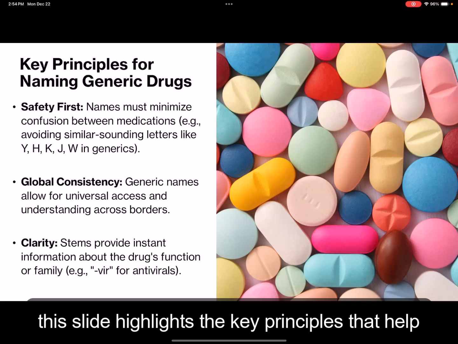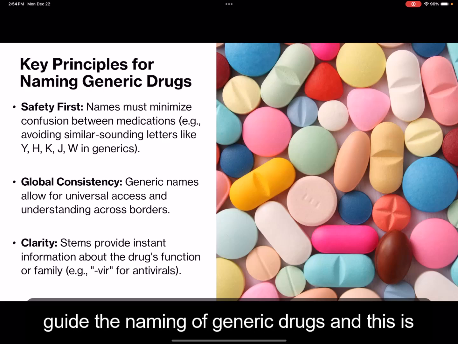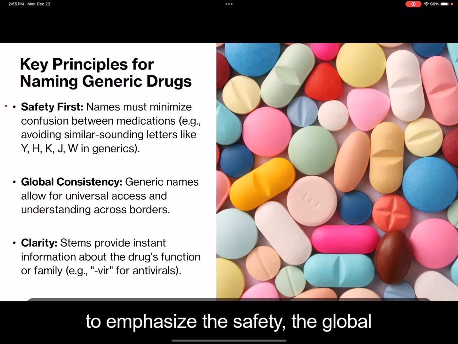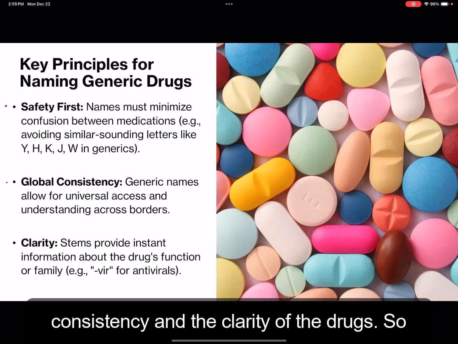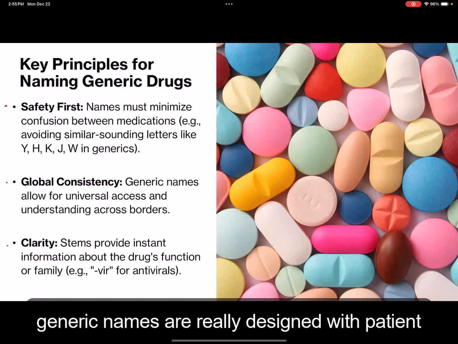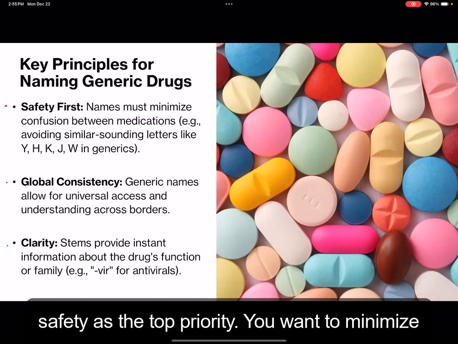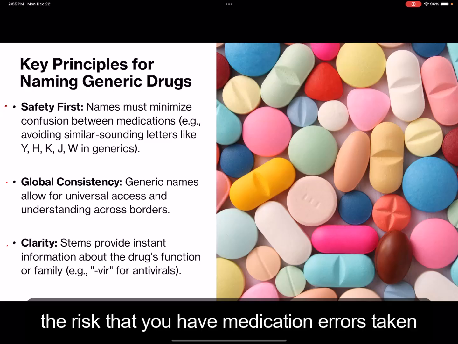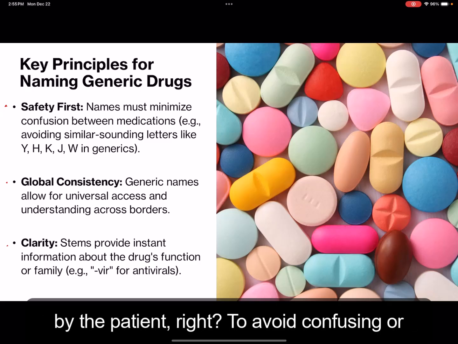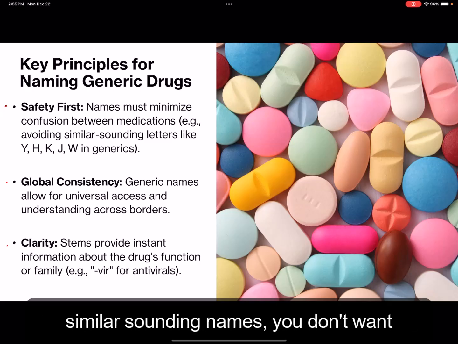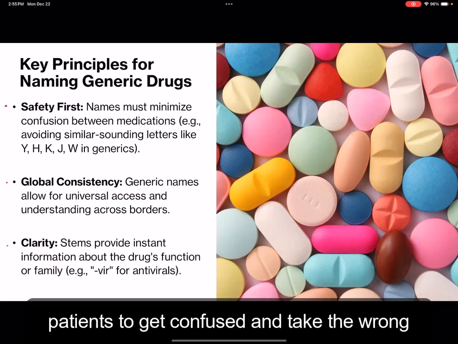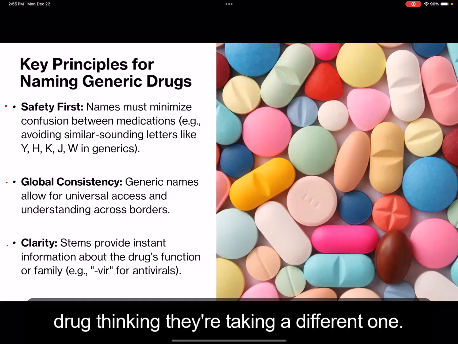So this slide highlights the key principles that help guide the naming of generic drugs, and this is to emphasize the safety, the global consistency, and the clarity of the drugs. So generic names are really designed with patient safety as the top priority. You want to minimize the risk of medication errors by the patient, right? To avoid confusing or similar sounding names. You don't want patients to get confused and take the wrong drug, thinking they're taking a different one.